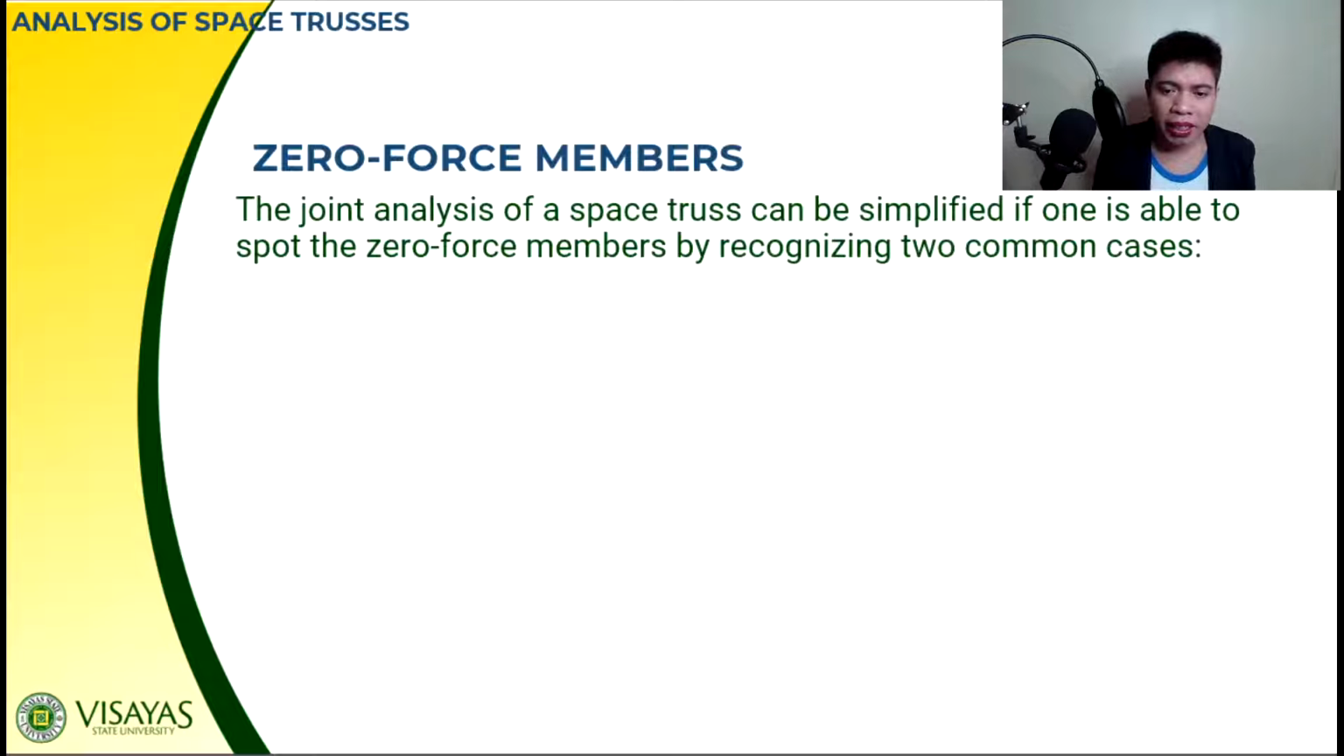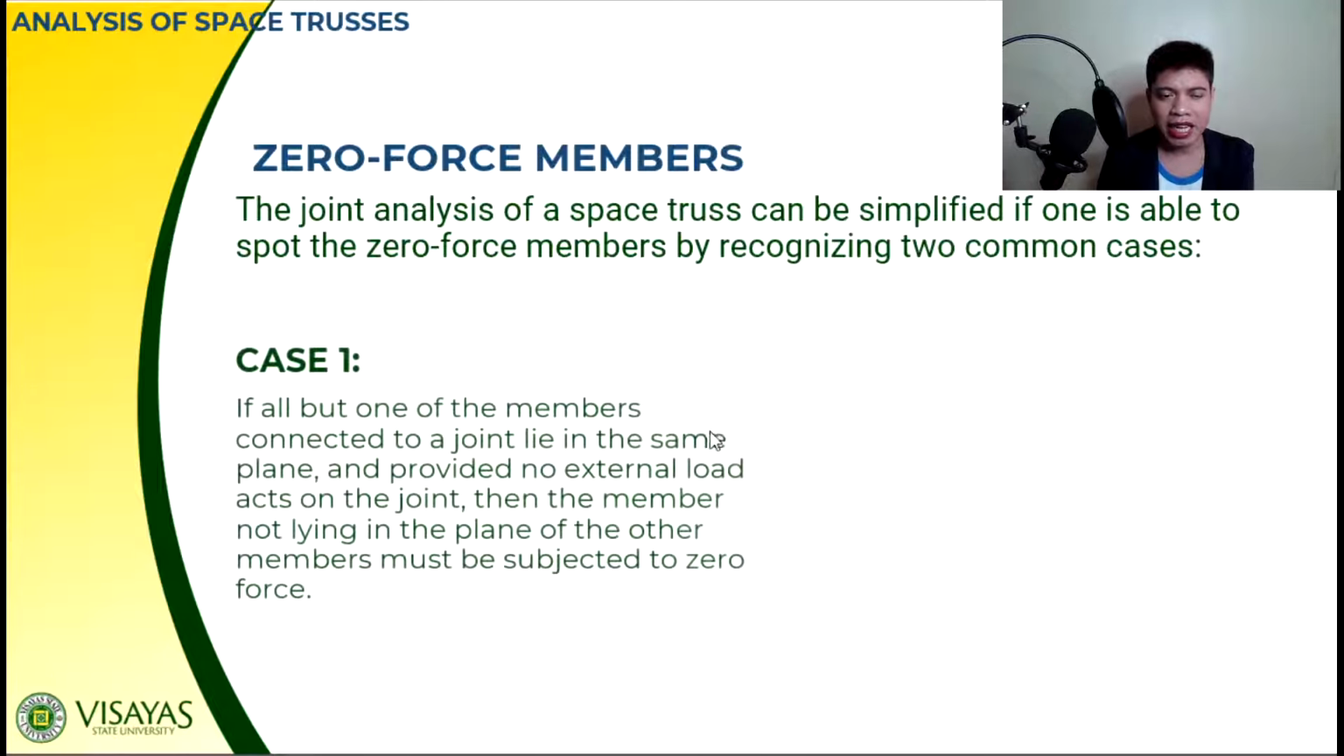So, dito naman tayo, guys, sa zero force members. Kailangan din nating aralin yung zero force members, kasi pag na-recognize mo kaagad yung isang zero force member sa space truss, then that means na mas mapapadali yung pagsosolve mo. Okay? So, there are two common cases in recognizing the zero force members sa space truss. Kailangan ma-spot kaagad natin para hindi na tayo mahirapan sa pag-method of joints or method of sections kung sakasakali. Okay.